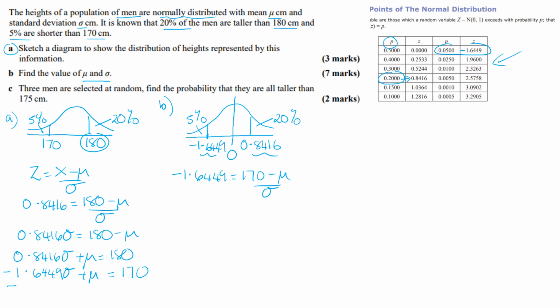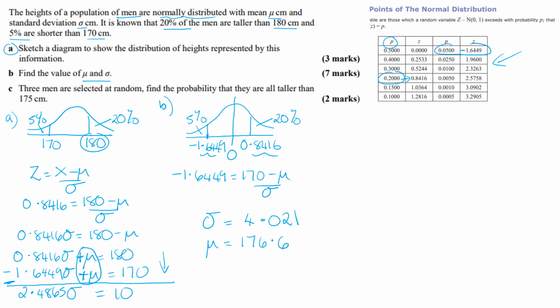So what we're looking for when we're solving simultaneous equations is one of the variables to be the same and the signs are the same, so we're going to take away. If we take away in this direction, you're going to get 2.4865 sigma is equal to 10, and just divide brings out that sigma, the standard deviation, is 4.021. Now if you sub that back in, you'll get that mu is 176.6. So that's part B, 7 marks for doing all that.